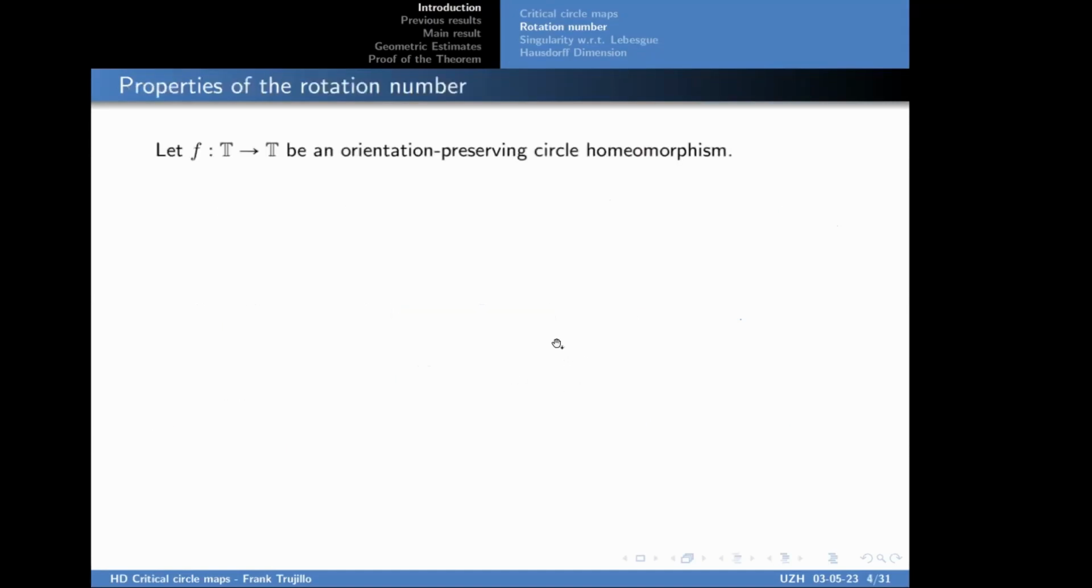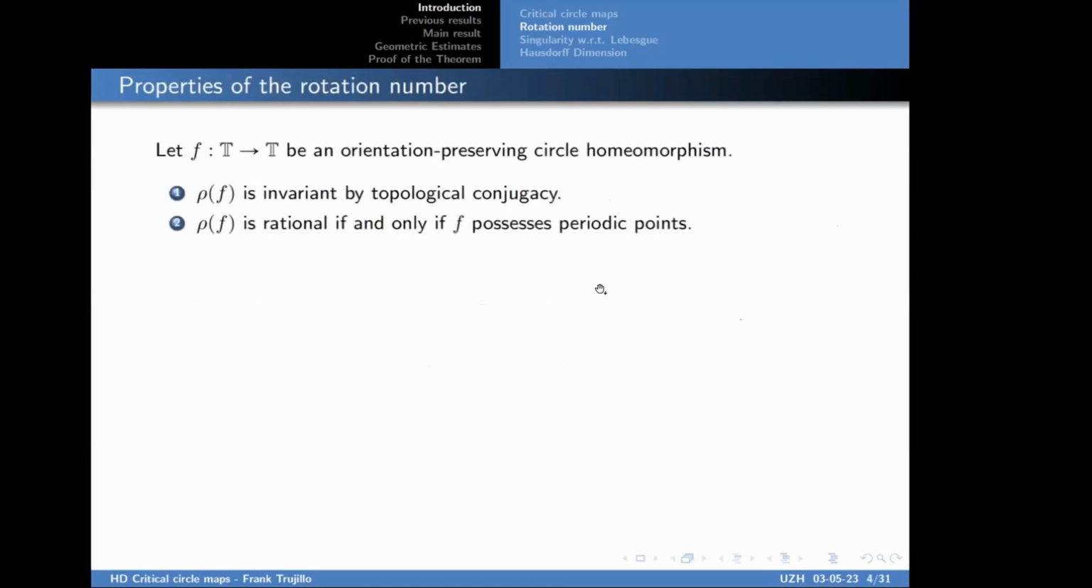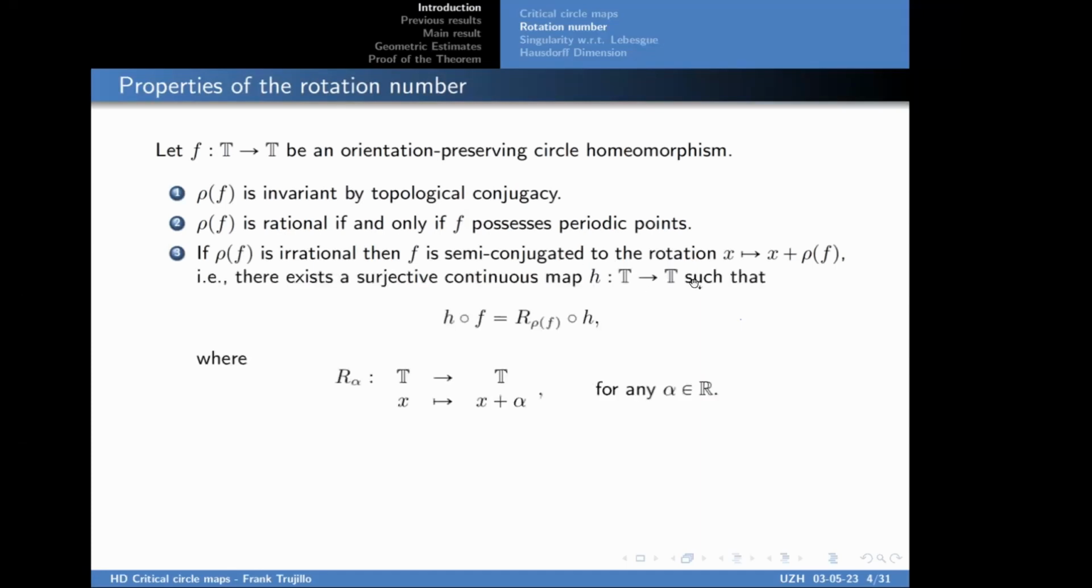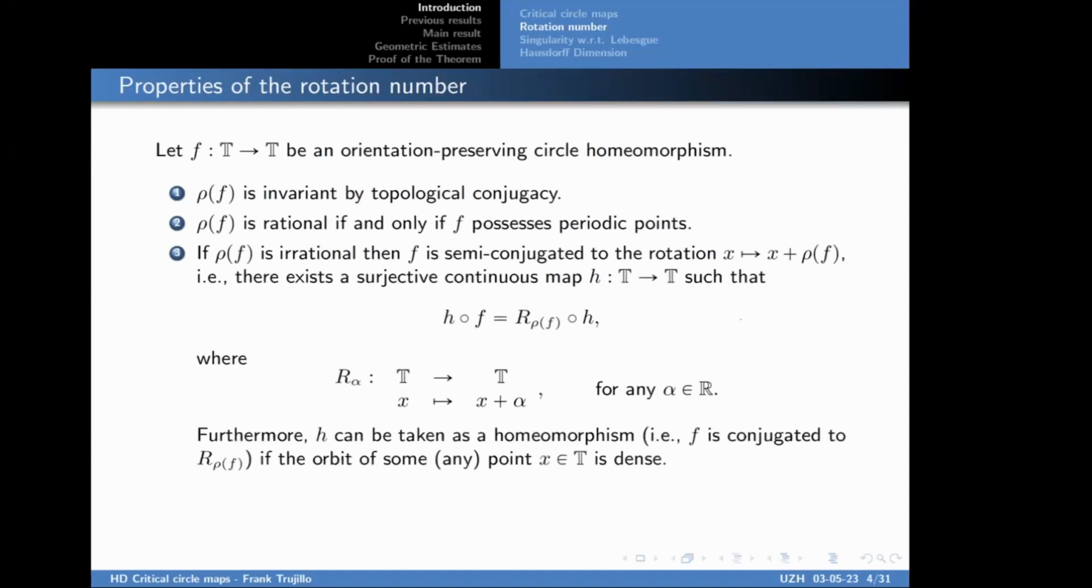So some of its properties: if I have a circle homeomorphism, as I mentioned before, the rotation number is invariant by topological conjugacy. It turns out that this number is rational if and only if my map has periodic points. And if my rotation number is irrational, then my map is semi-conjugated to a rigid rotation. What do I mean by semi-conjugated? This just means that I have a surjective continuous map which verifies this equation. So just the definition of semi-conjugacy. Moreover, if at least one of the orbits of my map is dense, then this semi-conjugacy can be upgraded to a conjugacy. So in general, I'm either semi-conjugated or conjugated to a rigid rotation.